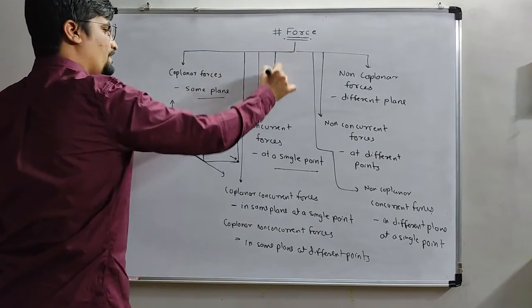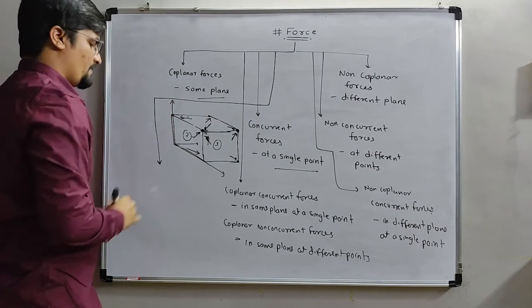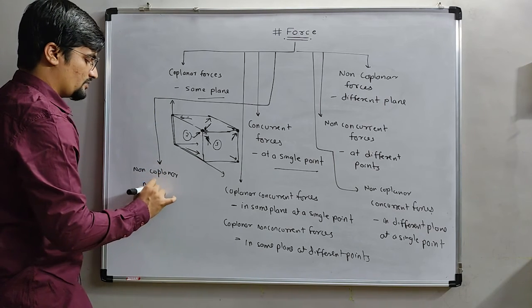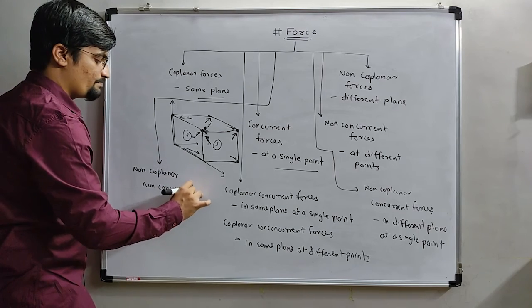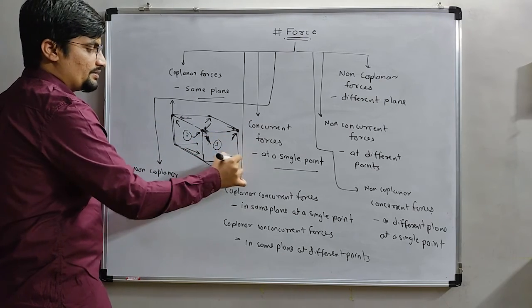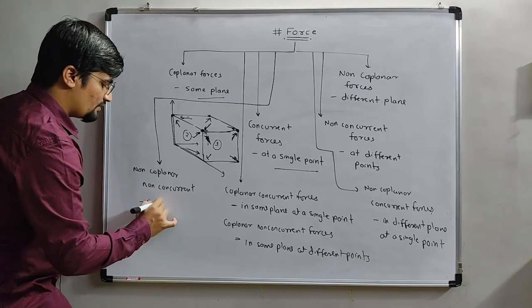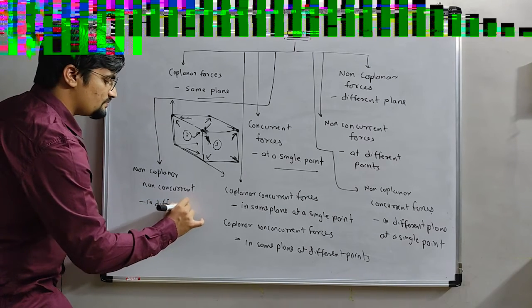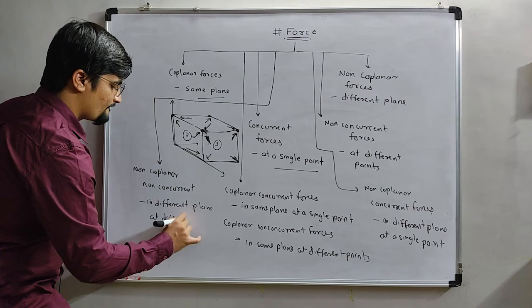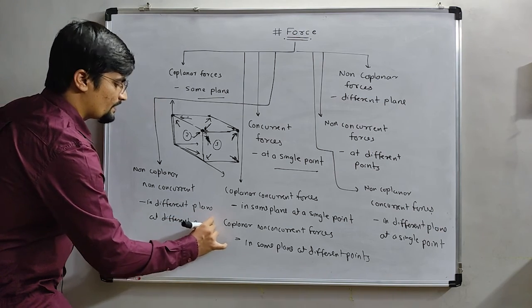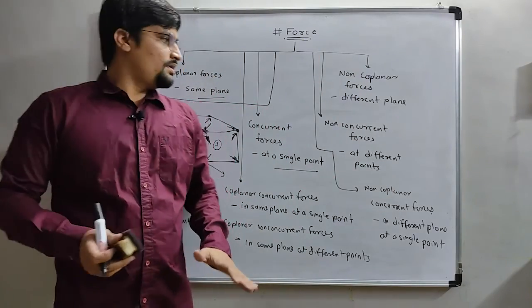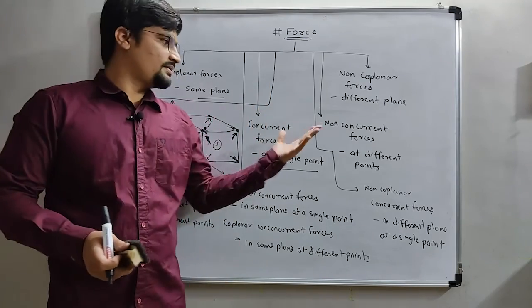Now, another one is non-coplanar, non-concurrent. At different points, from different planes, here. In different planes, at different points. This is all the definitions of the different types of forces. There are more forces. Let's see another one. Okay?